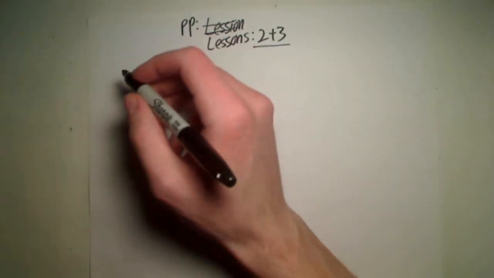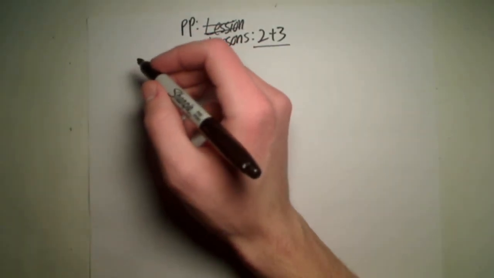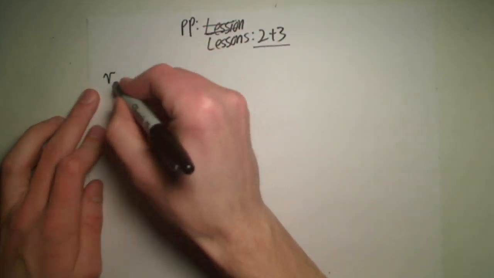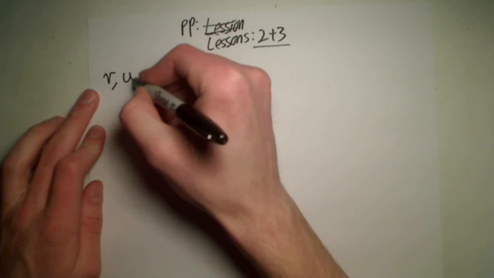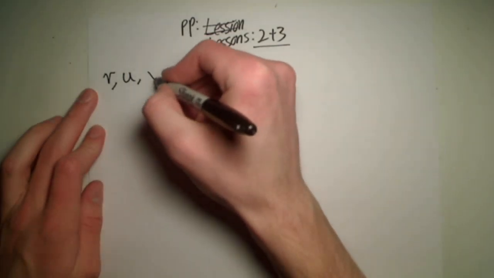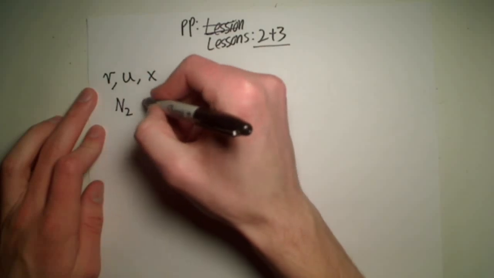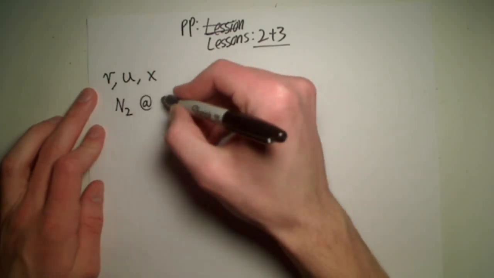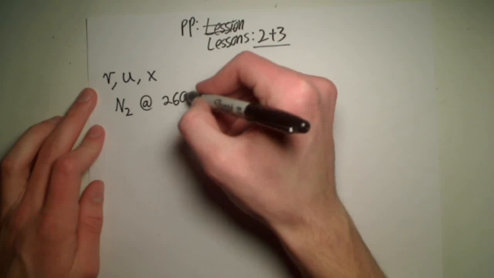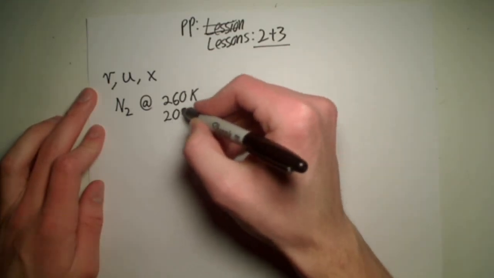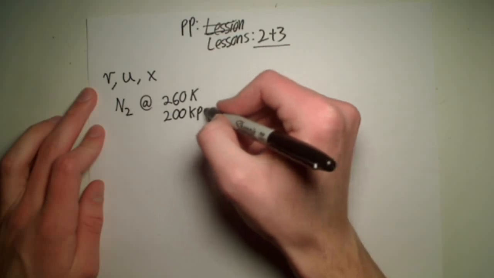So for this problem, I am going to ask, what is the specific volume, internal energy, and quality of nitrogen at 260 Kelvin and 200 kilopascals?